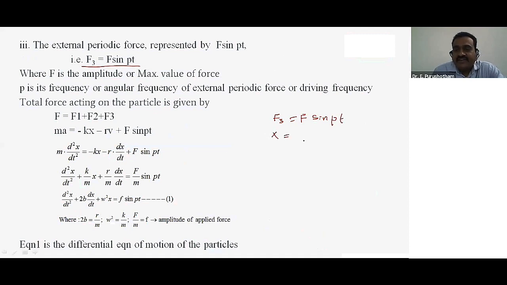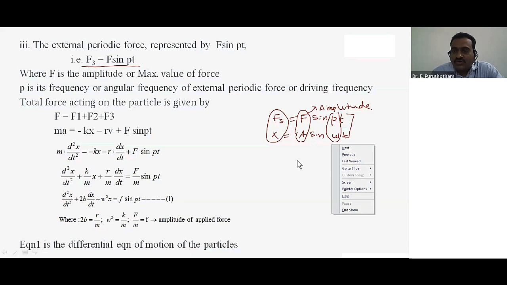In general, displacement x is equal to a sine omega t. Compare these two equations. This is force, this is displacement. This is amplitude, maximum displacement. This is also amplitude, or it is also called maximum force. What about small p? What is omega? Angular frequency.